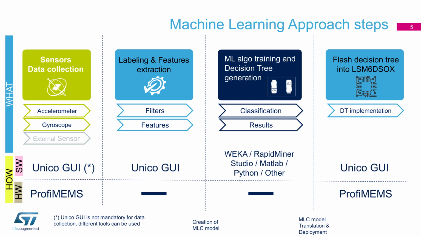Features are basically the input for a machine learning algorithm. With an external tool such as Weka, we will be able to train and generate a decision tree. The decision tree will then be loaded back into the Unicode GUI in order to generate the register's configuration needed to run the decision tree in the LSM6DSOX.